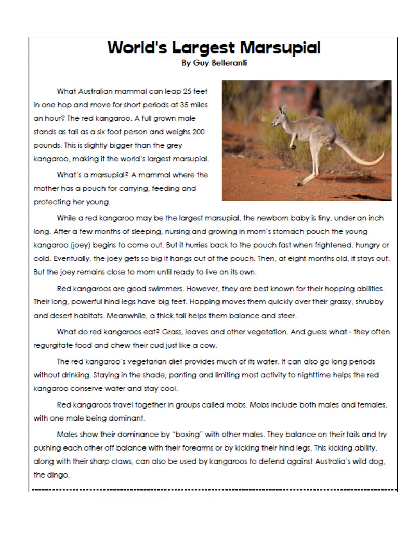Red kangaroos travel together in groups called mobs. Mobs include both males and females, with one male being dominant. Males show their dominance by boxing with other males. They balance on their tails and push each other off balance with their forearms or by kicking their hind legs. This kicking ability, along with their sharp claws, can also be used by kangaroos to defend against Australia's wild dog, the dingo.